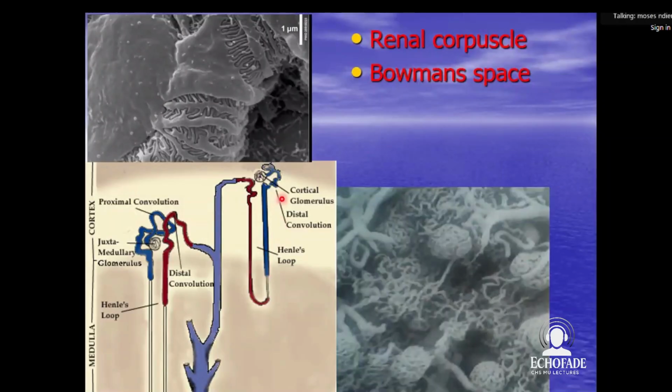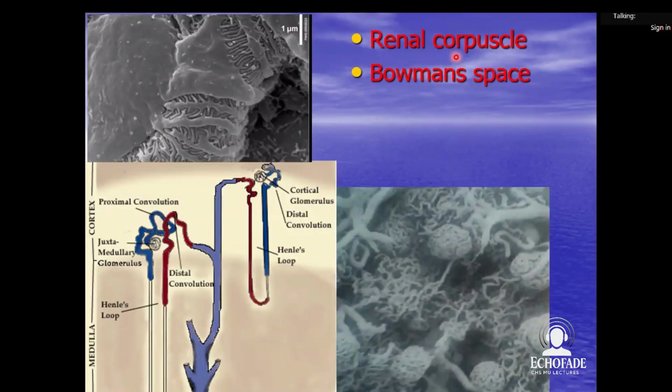So the nephron originates from the renal vesicle. The nephron comprises a renal corpuscle. This part we refer to as the renal corpuscle, and this renal corpuscle comprises a Bowman's capsule and the glomerulus. Bowman's capsule and the glomerulus form a renal corpuscle.